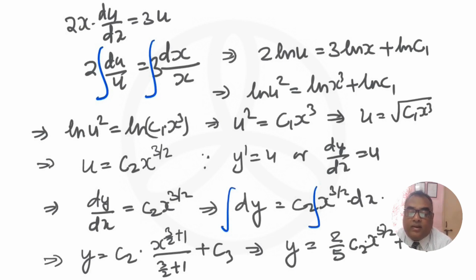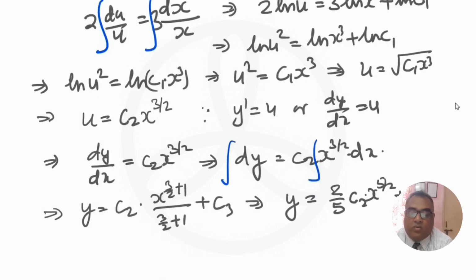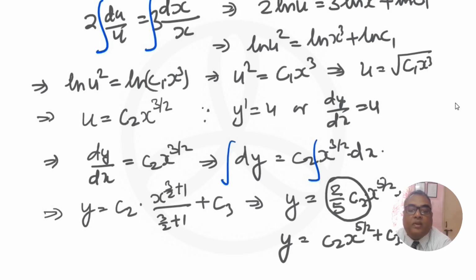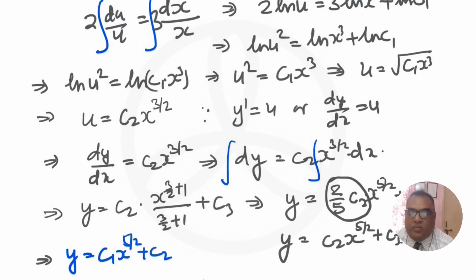This entire thing can also be written as just c2 x to the power 5/2 plus c3. In the answer of Kreyszig, maybe the answer will be given as y is equal to c1 x to the power 5/2 plus c2. All of these are correct actually. So let us move to the next question.